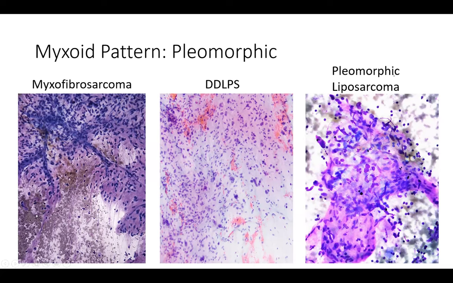And pleomorphic liposarcoma, in some cases, you can get representative areas biopsied where there's prominent myxoid stroma that's indistinguishable from myxofibrosarcoma, and it's hard to diagnose because the characteristic pleomorphic lipoblasts are not present.